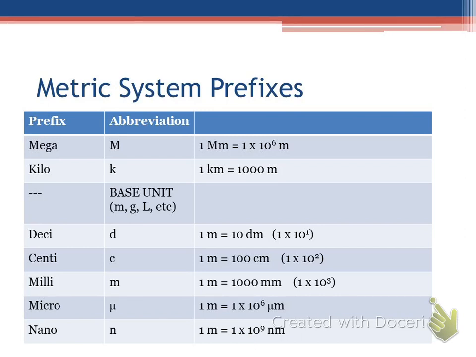So these prefixes apply to every base unit. This could be grams, this could be liters, it could be whatever it is. My example is just in meters. Okay, are we on the same page with that table? All right, I'm going to give you a couple minutes to get this table written down. Please ask questions if you don't understand how the table is written or why it's written that way.